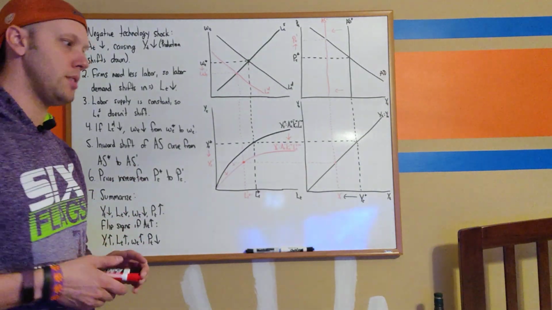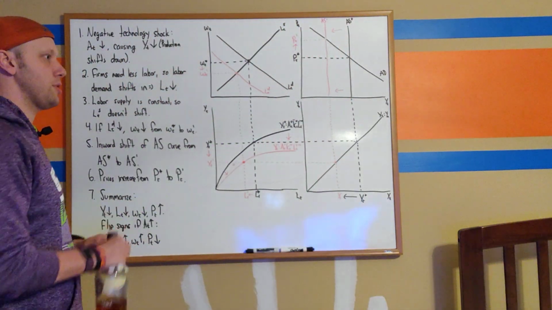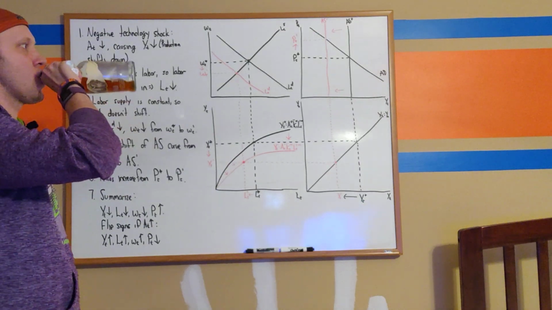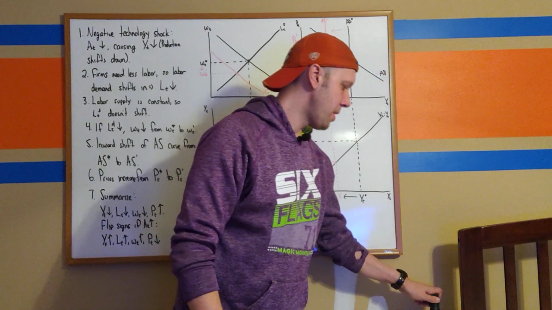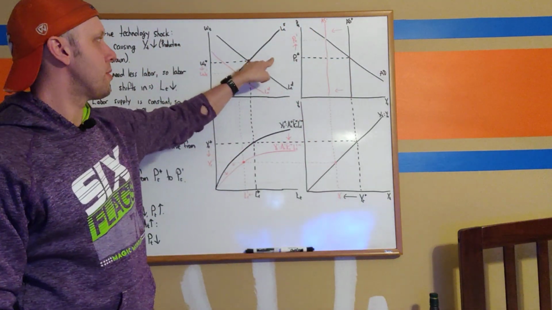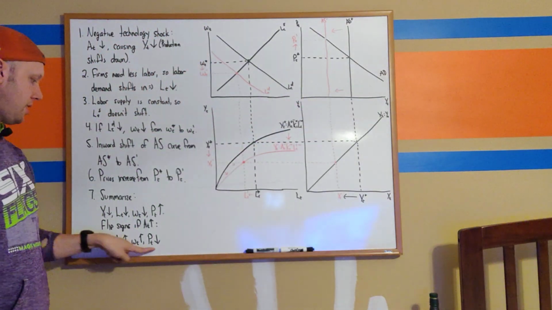It's one of those weird little nuances of the model that you may not get at first glance. I didn't get it at first glance until I read some issues with the model, and then I was like, oh my God. So this is what a negative technology shock looks like. If there were a positive technology shock, this curve would shift up, this guy would shift over here, this guy shifts over here. And you get these signs instead.